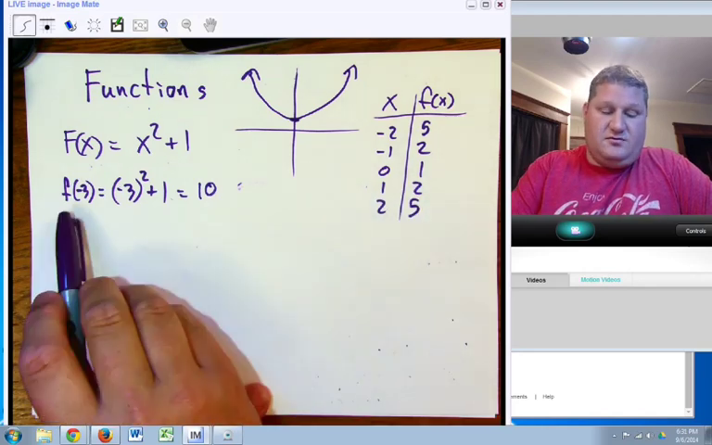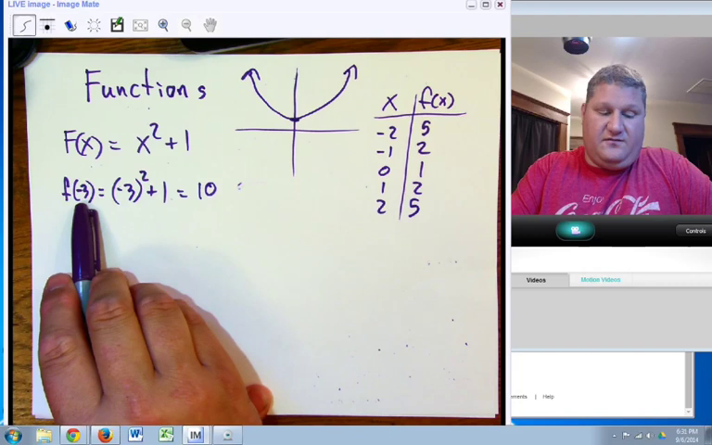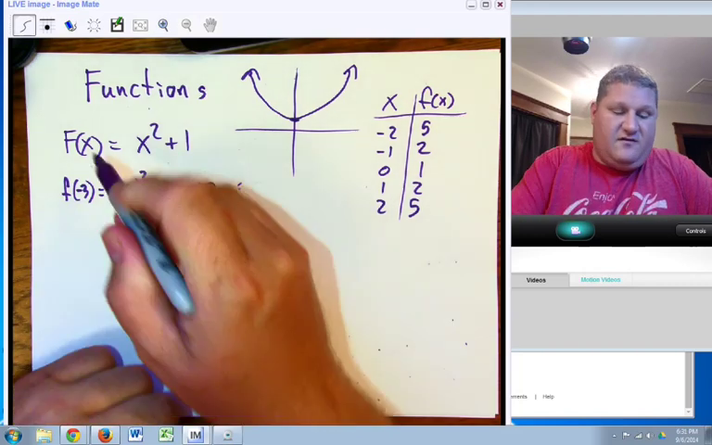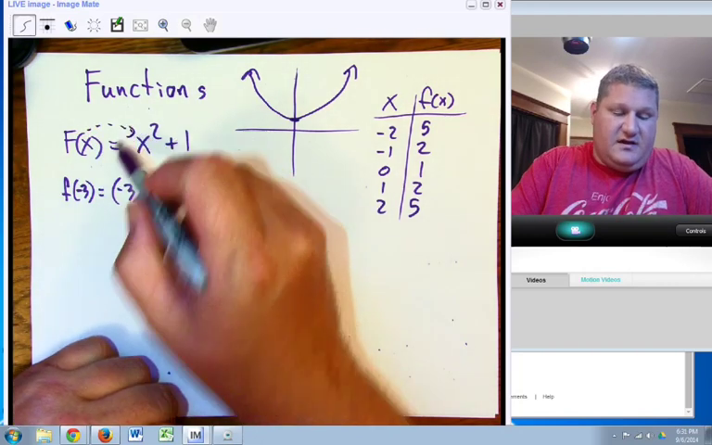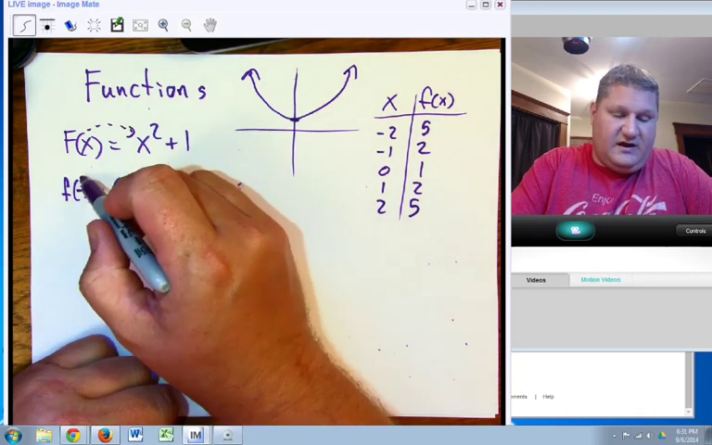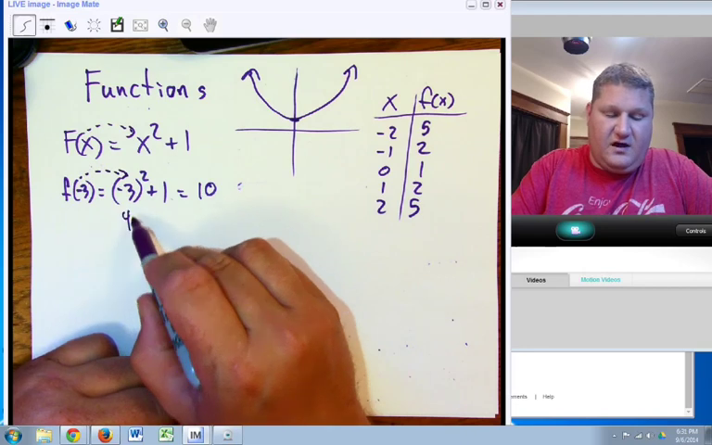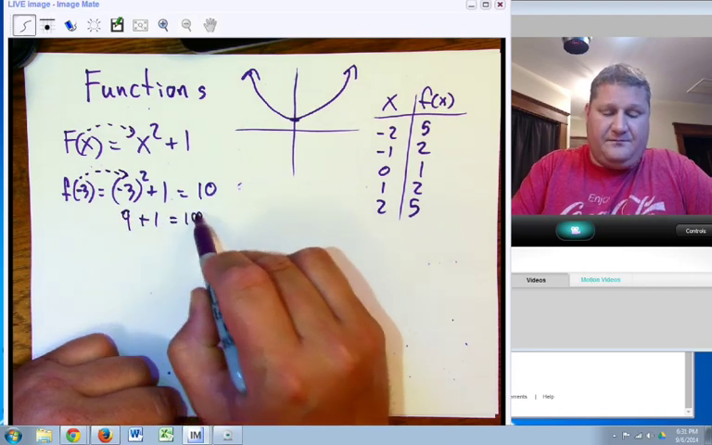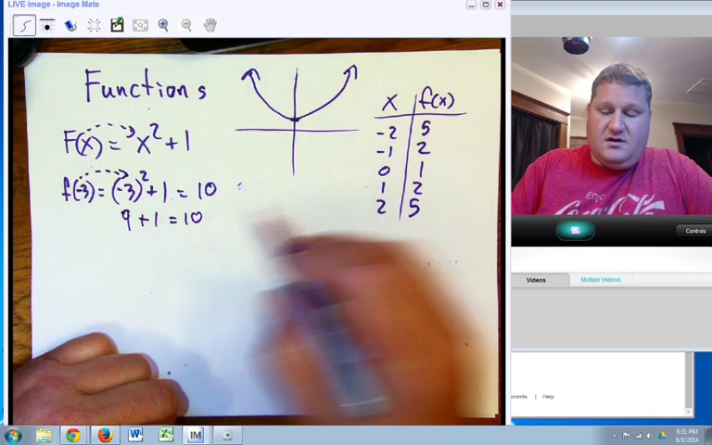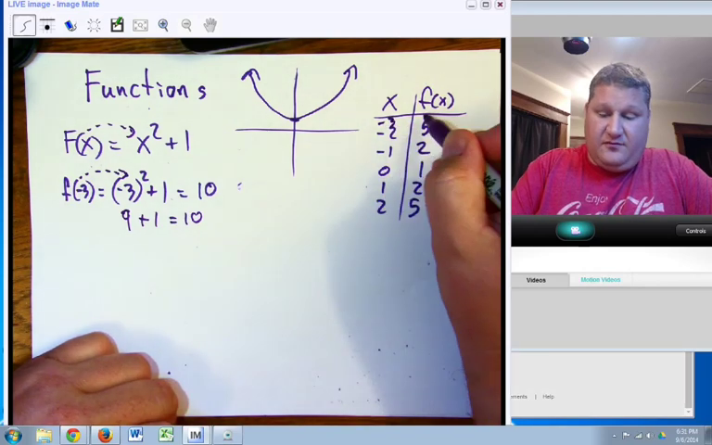Well, the way you do that is if I said f of -3, you'll notice instead of x, which is sitting in the function, since I have -3, I put -3 in the function. So -3 squared, of course, is 9. 9 plus 1 is 10. So we could put that in right up here, -3 comma 10.